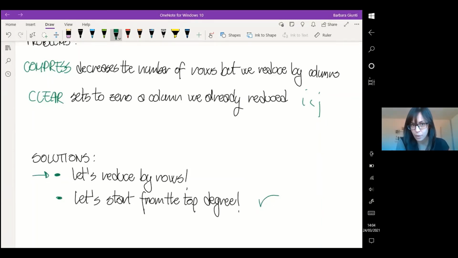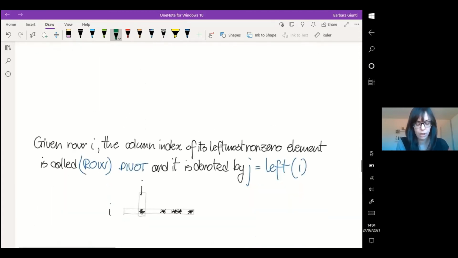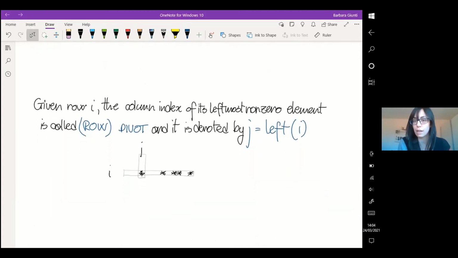And now let's take a look at reducing by row. Well, we basically do the dual of what we did so far. So instead of considering a column, we consider a row. So given a row, we take its leftmost element.